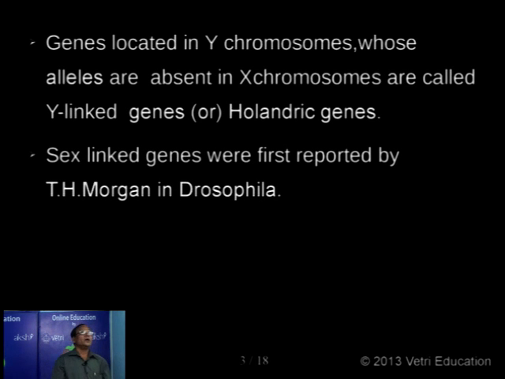Now, we have genes located in the Y chromosome. Such genes located in the Y chromosome, with no corresponding allele in the X chromosome, are called Y-linked genes. They are also called holandric genes. Normally the Y-linked genes are expressed exclusively in the male, because only the males have Y chromosomes. So those genes controlling body characters located in the Y chromosome are present exclusively in males.